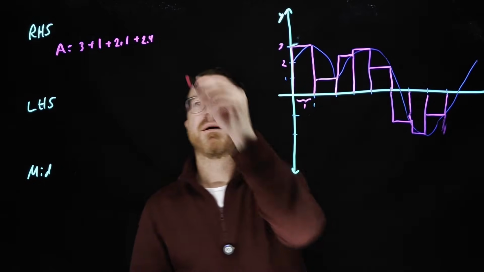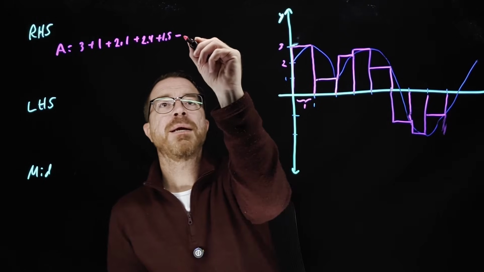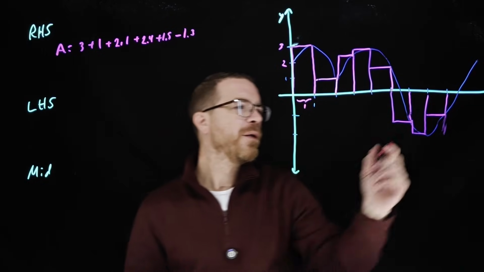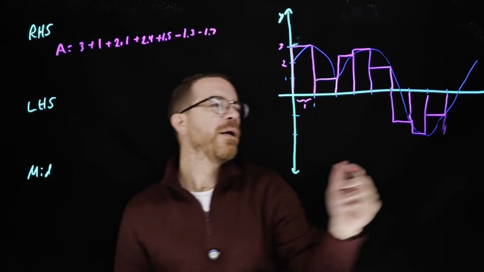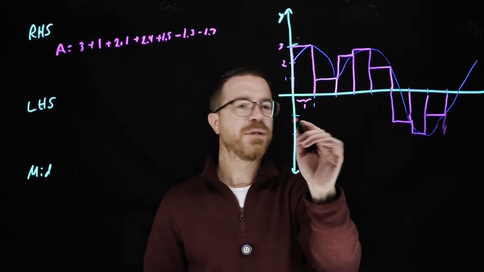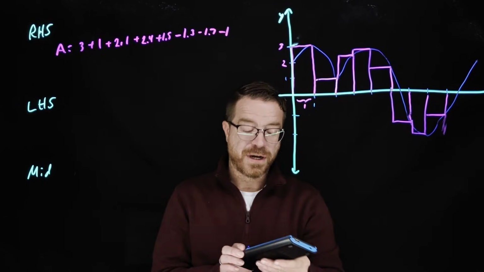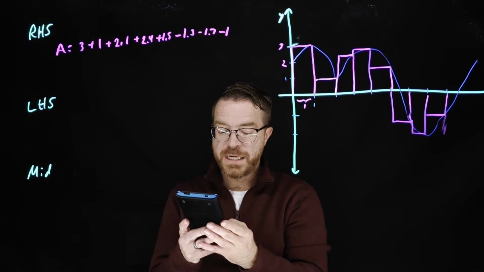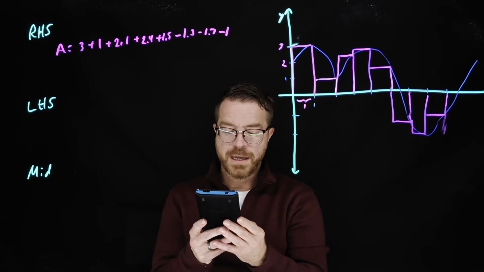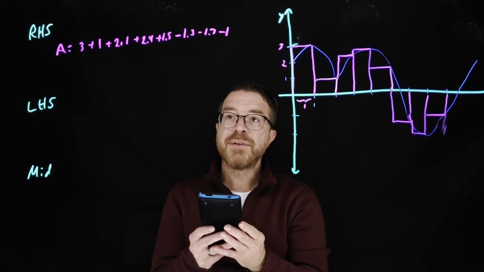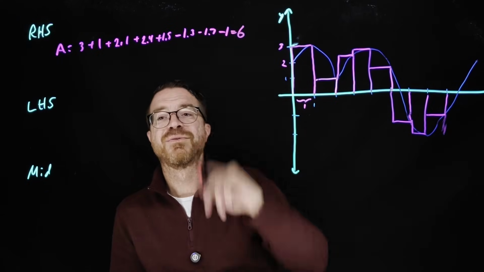This one has a height of about, I'm going to say 1.5, minus a height of negative 1.3. This one has a height of about negative 1.7. And this last one has a height of negative 1. And then again, I'm going to plug this in my calculator to make sure I don't make any silly mistakes. So I'll just add up 3 plus 1 plus 2.1 plus 2.4 plus 1.5 minus 1.3 minus 1.7 minus 1, and I get an area of, wow, that actually worked out well. I got an area of 6.